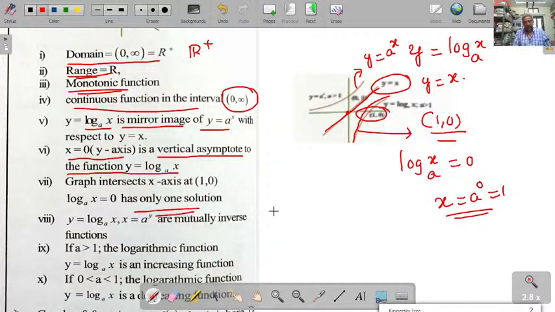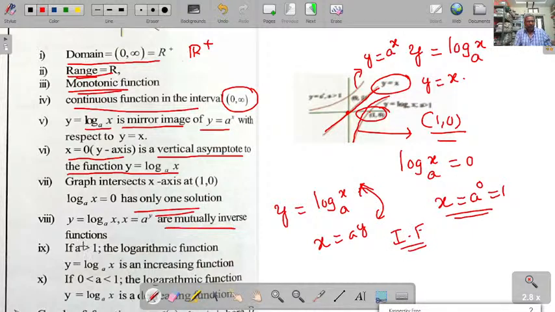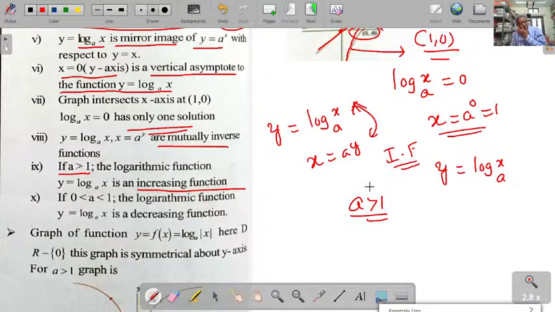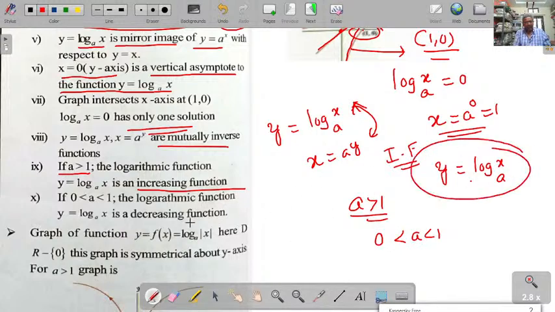Also, y is equal to log x to the base a and x is equal to a to the power of y are inverse functions, mutually inverse functions. And one more thing to remember: when a is greater than 1, y is equal to log x to the base a is an increasing function. When 0 less than a less than 1, this is a decreasing function.